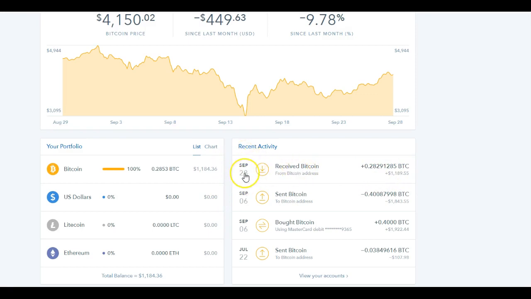Okay, guys, that's today, Thursday, September 28th. I received the Bitcoin, an amount of 0.2829 and etc. Bitcoin from a GOM, and that was for $1,189 plus 55 cents. Okay, so that's the equivalent of the 1,007 euros transferred into BTC or USD.